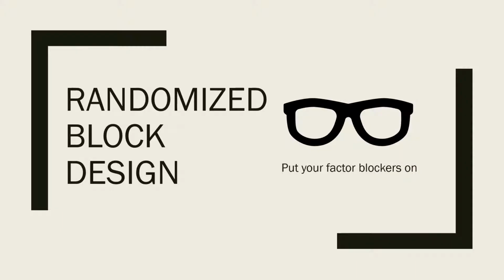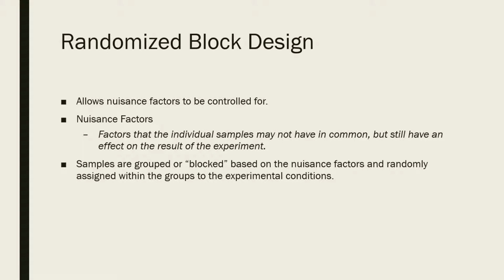Today we're going to be talking about randomized block designs. A randomized block design allows us to control for nuisance factors. A nuisance factor would be something that can contribute to the skew of the data, but isn't necessarily what's being tested for. You can control for nuisance factors by grouping your samples into certain categories based on the nuisance factors.